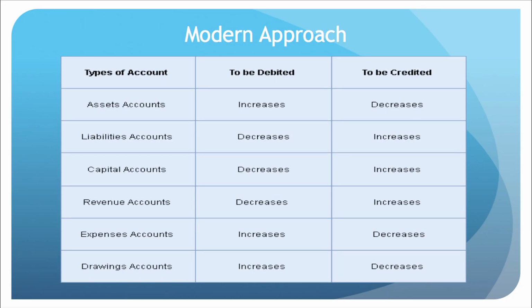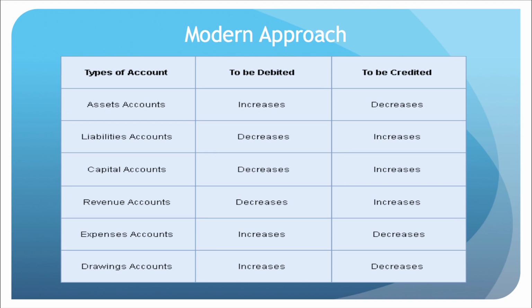Now, if we follow the modern approach, that is the American approach, then these are the types of accounts: assets, liabilities, capital, revenue, expenses, drawings accounts. So when will this account be debited and when will this account be credited? So assets account will be debited when there is an increase. So there is one particular table. If we purchase another table, the asset for the business increases. So that account will be debited because it increased. If we pay cash, the asset account will decrease. So it will be credited.